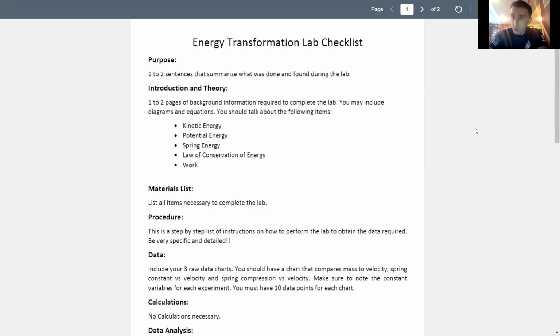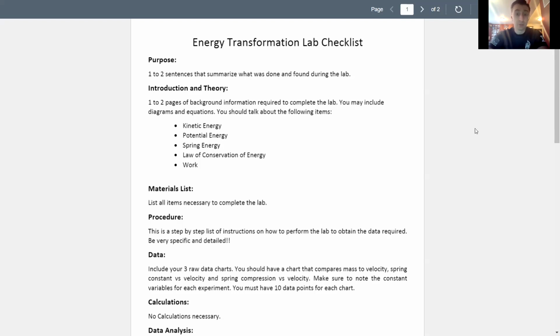Introduction theory, 1 to 2 pages, nothing new here. Include diagrams, stuff like that. So I've made a list for stuff you should be talking about. You should be talking about what is kinetic energy, what is potential energy, what is spring energy, how do they relate, what is total mechanical energy, what's the law of conservation of energy state, all right, what is work, how does that relate to the law of conservation of energy, stuff like that. So it should be easy to get 1 to 2 pages here comparing this. All right.